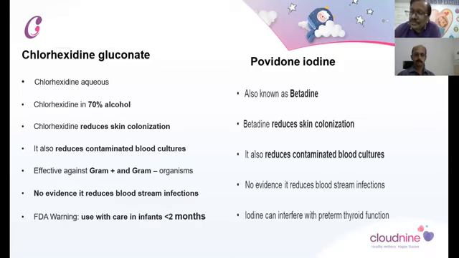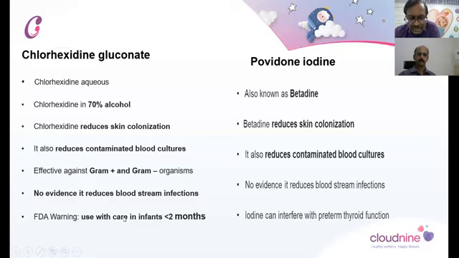So let's see a few common antiseptic agents we use in the unit. One, we use chlorhexidine gluconate. The best disinfectant is chlorhexidine aqueous solution. I don't know if that is available here in India. I have not seen it. Most of the time we have chlorhexidine 2.5% or 0.5% in 70% alcohol. We all know chlorhexidine reduces skin colonization, even reduces contaminated blood cultures, and is effective against gram-positive and gram-negative bacteria. No evidence it reduces bloodstream infection.